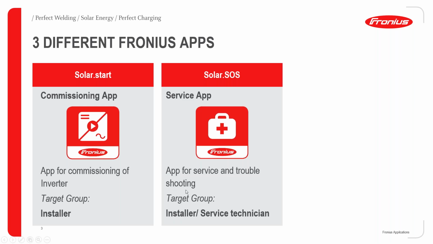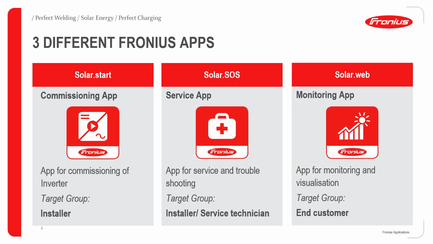And the next one is Solar.SOS, Fronius Solar Online Support. That's the service app we have. It's for troubleshooting, and also you can get information about the device. For example, if you enter a serial number, you can find the name of the device and the warranty information, and also you can have an overview of your service cases if you create service cases through this app.